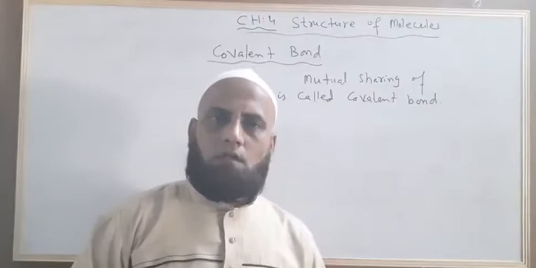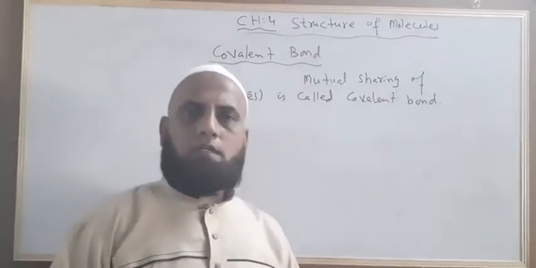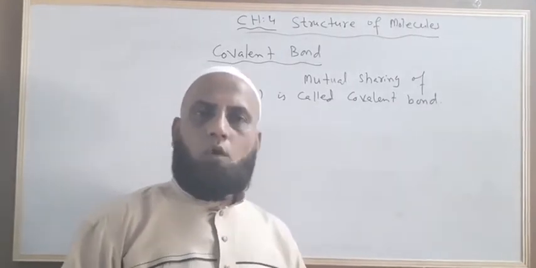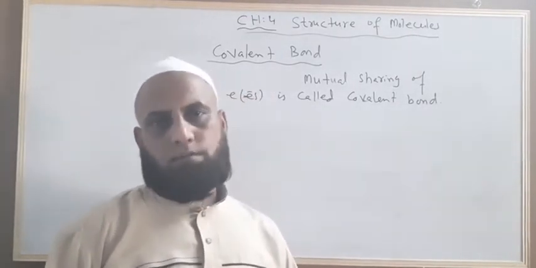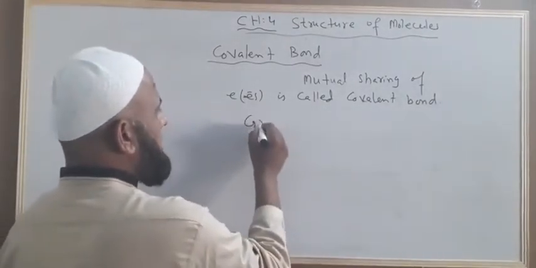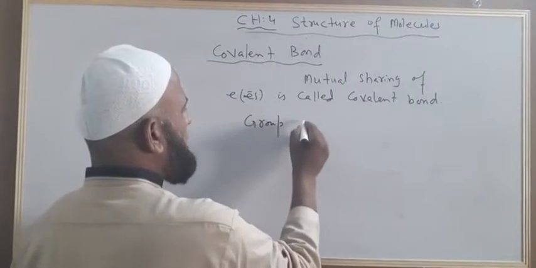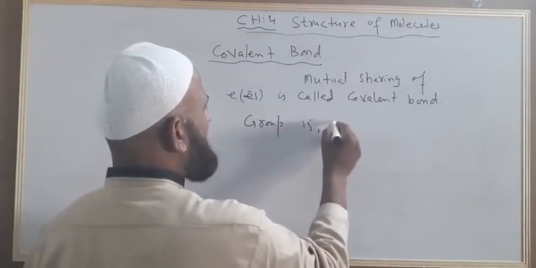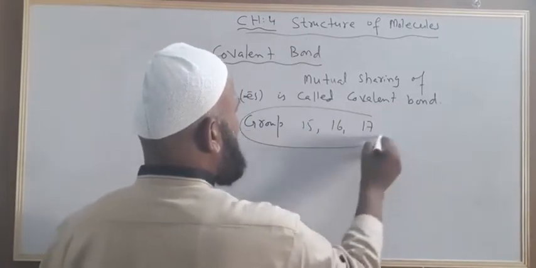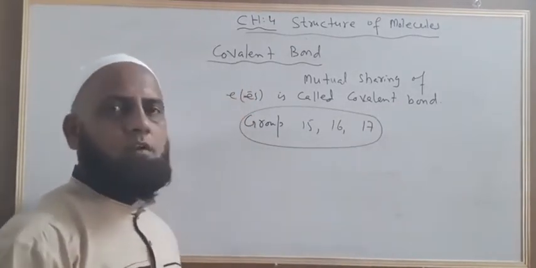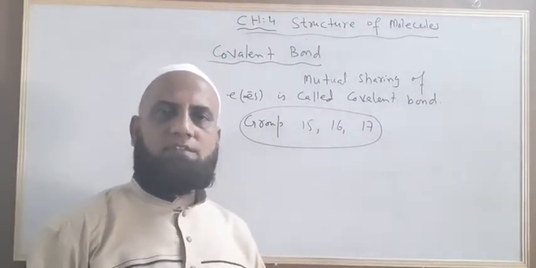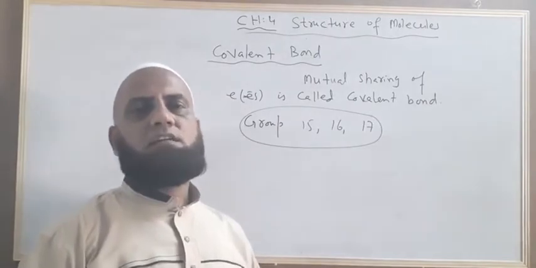Now we have to check which elements prefer to form covalent bond. In this regard, the elements of group 15, 16 and 17 undergo the formation of covalent bond, as they have 5, 6 and 7 electrons respectively in their valence shell.